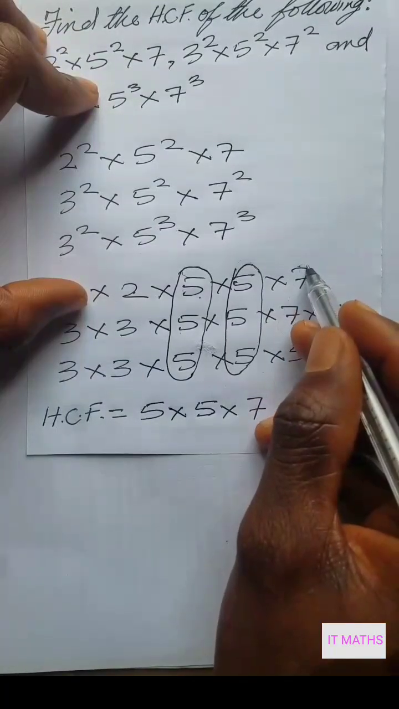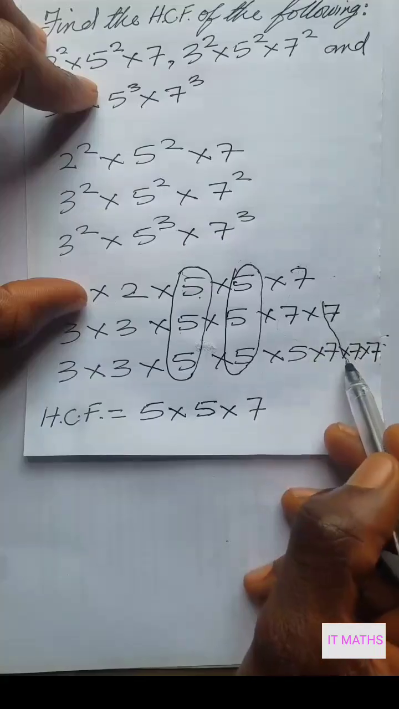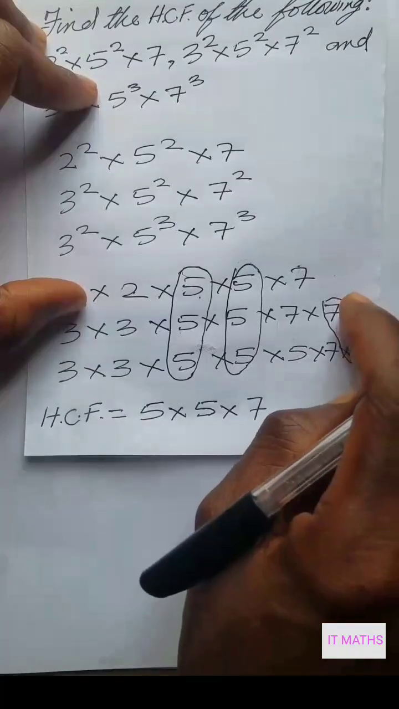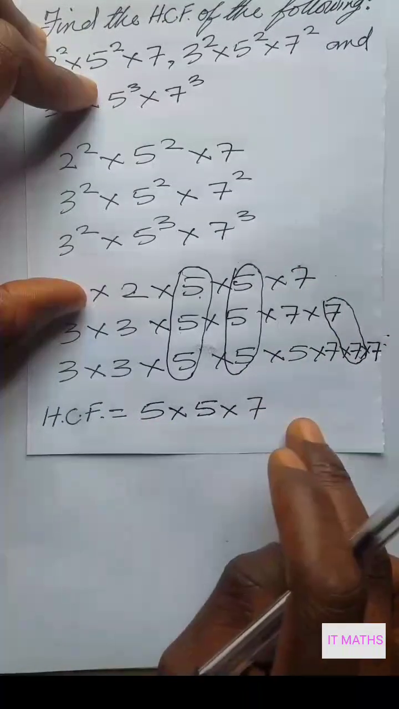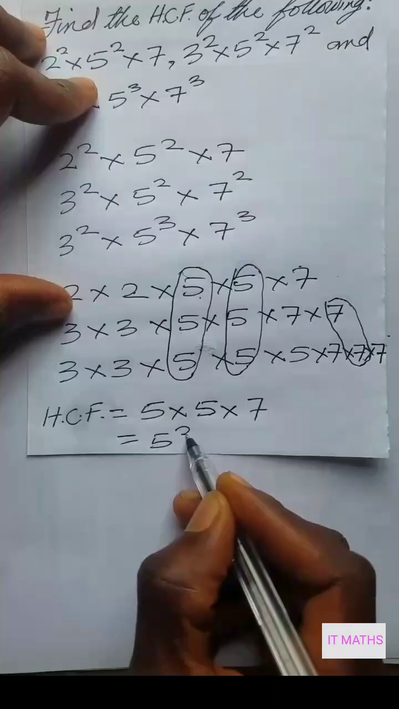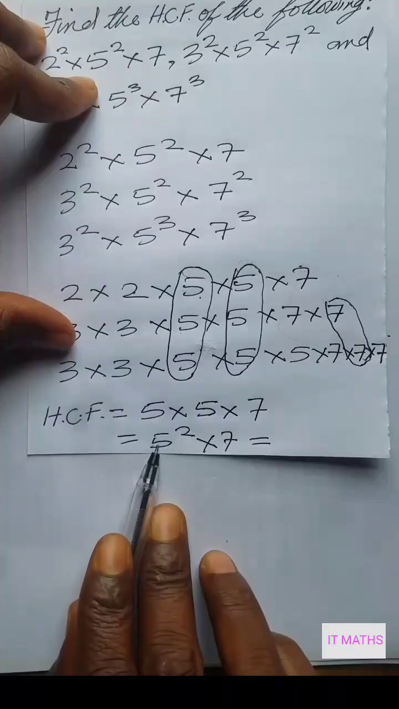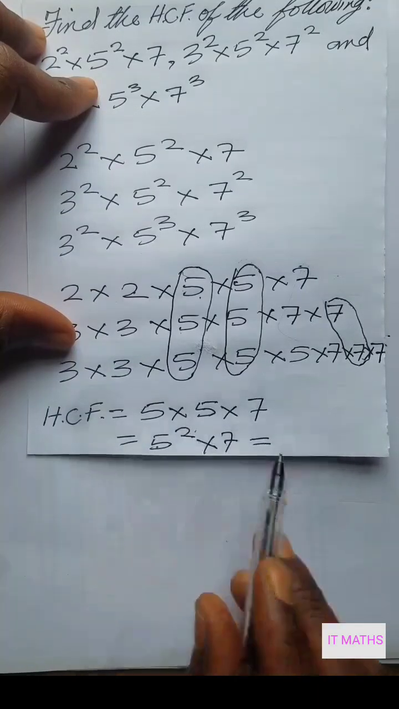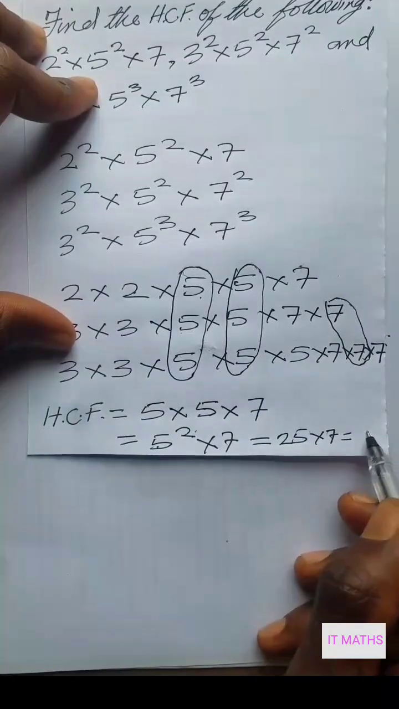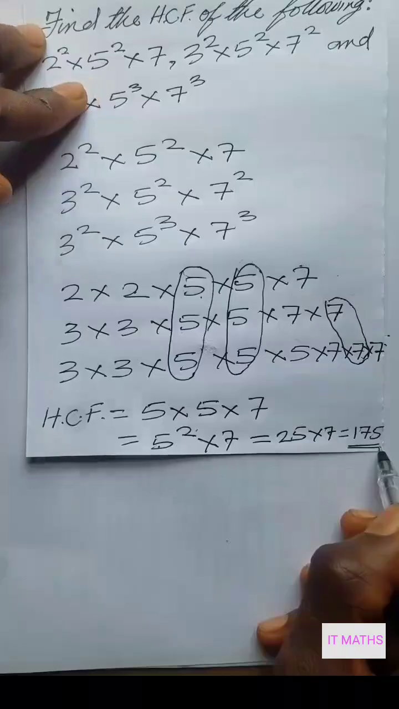See it here. 7 is not here. Even though another 7 is here and another 7 is here, because it is not here, I can't pick it. Even when you have a third 7 here, there is no 7 here, so I can't pick it. So we've gotten to the end of our answer. I can choose to write my answer as 5 to power 2 times 7. Or I write it out. 5 to power 2 is what? 5 times 5, which is 25, times 7. And 25 times 7 is 175. That is our highest common factor.